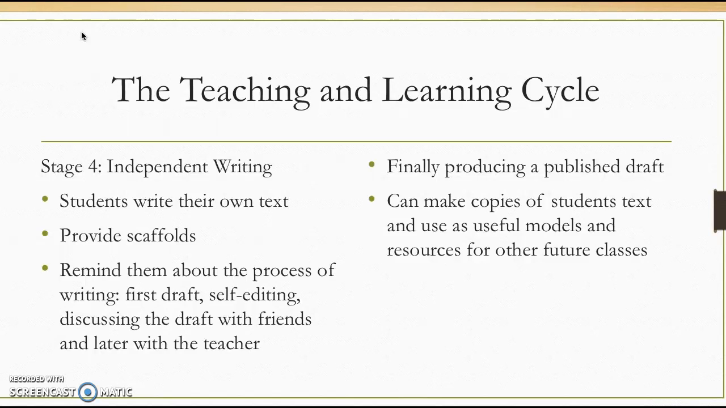And at the end here, I just want to talk about one tip that Gibbons talks about, which is that teachers can make copies of students' texts and use them as a useful model and resource for future classes. So if there are papers that we really like, that we really want our future students to replicate, we can copy those papers, laminate them, and then use them as a model for next year and for future classes, so students have an idea of what essentially we're looking for as teachers when we're in the writing process.